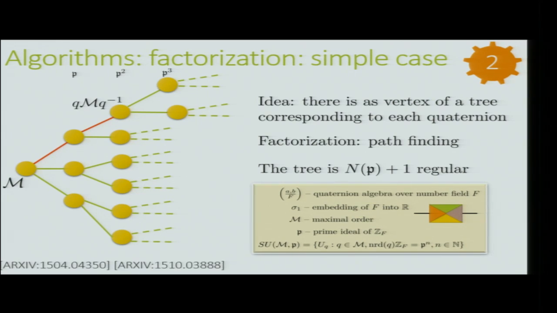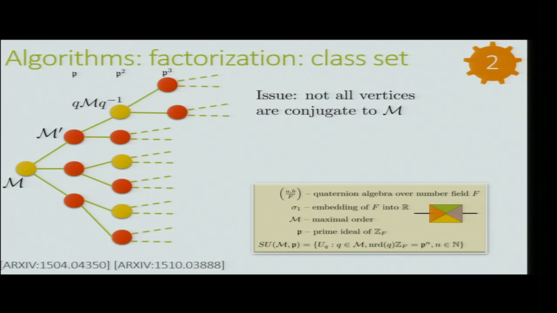Okay, so this is right, but it can happen that you're not in this simple situation, and it happens very fast in the things we're interested in for our applications. You can get your class set being non-trivial. This is a coloring of the tree. There are 2 equivalence classes: yellow vertices are one equivalence class, which corresponds to your original maximal order, and there is one more.